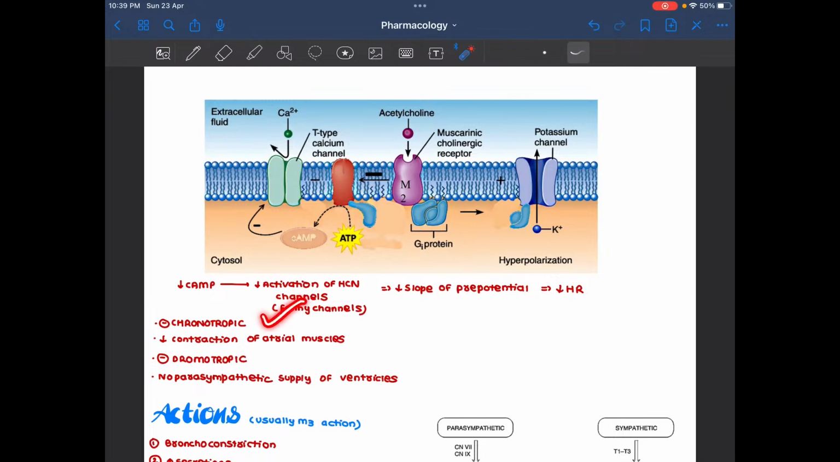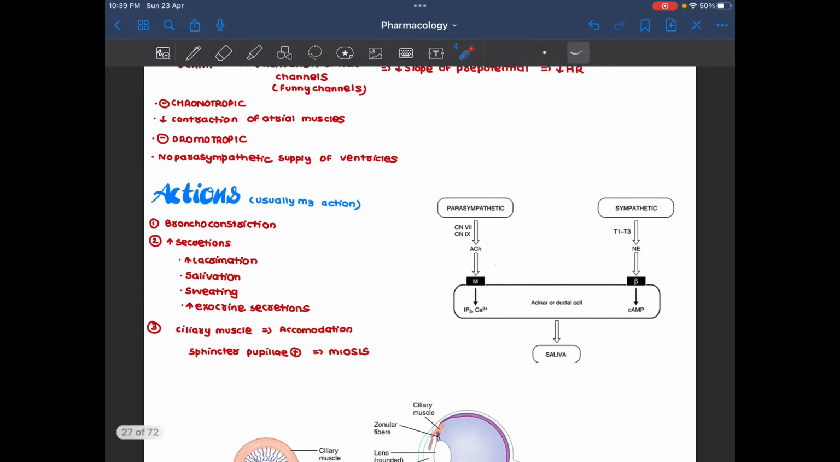What about the atria? It's going to decrease the contraction of the atrial muscles. So in the case of atrial muscles it might be negative inotropic, and it is definitely negative dromotropic. No parasympathetic supply of the ventricles, as I've already told you. Okay. So now we're going to talk about the different actions of acetylcholine per se.